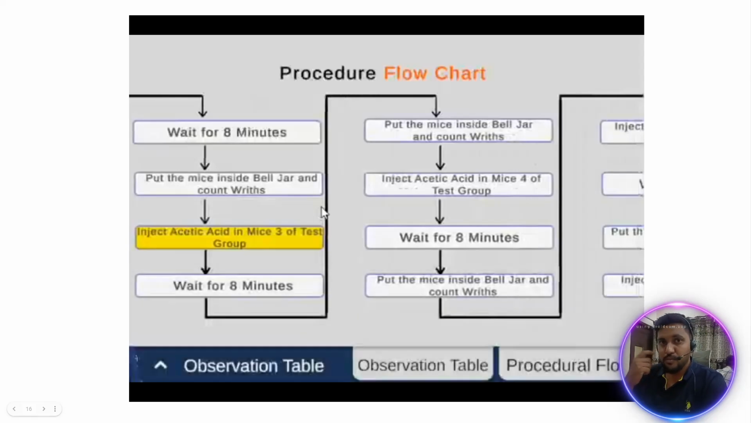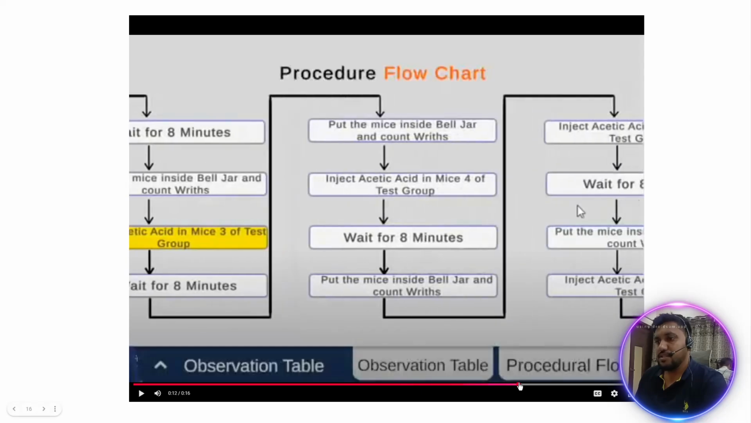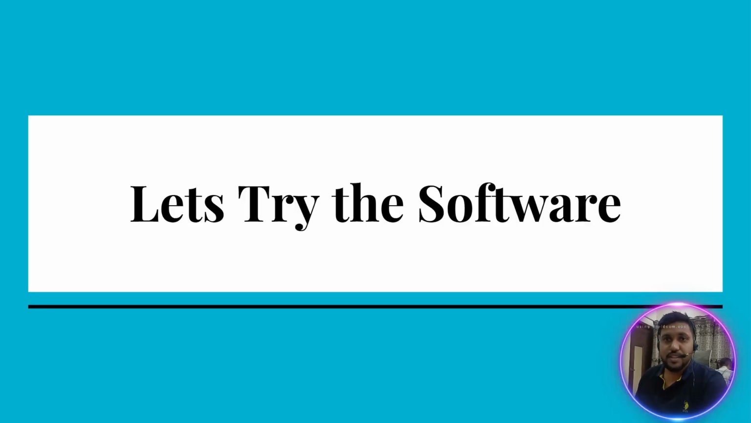Suppose a teacher is taking a class in a lab, and in the first half hour he or she comes to the half of the experiment. If he or she continues the experiment the next day, he or she can simply jump from any state of the experiment, from control group to the drug group, any phase. You can simply jump between them. Once this is the procedure flow, let's try the software.